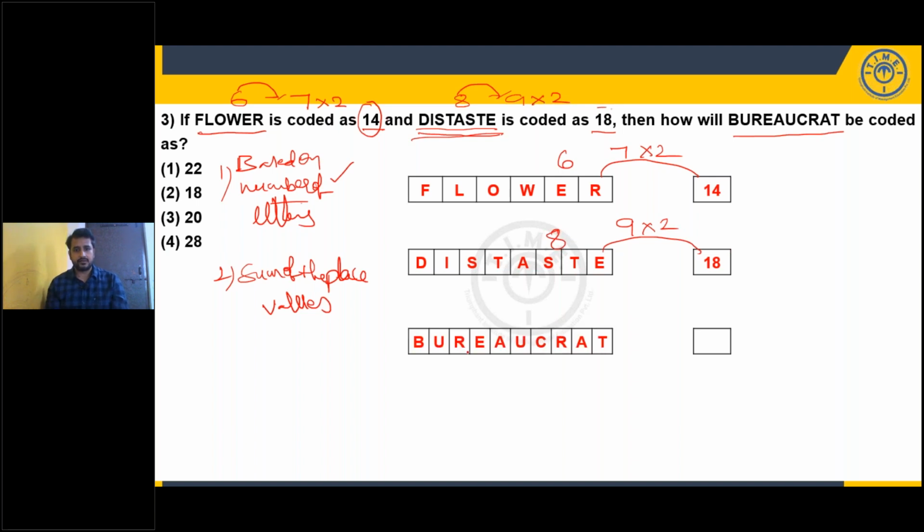Now the number of letters in the word bureaucrat is 10. So what should be the logic? Next digit 11, into 2, 22. So my answer is 22, choice 1. So this is how we have to think. Always give the first preference to the number of letters. If it is not possible, definitely you have to check with the sum of the place values. When we come across this model, you will get the clear idea. Choice 1.